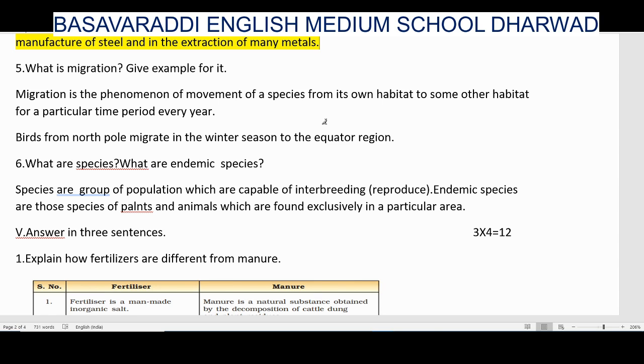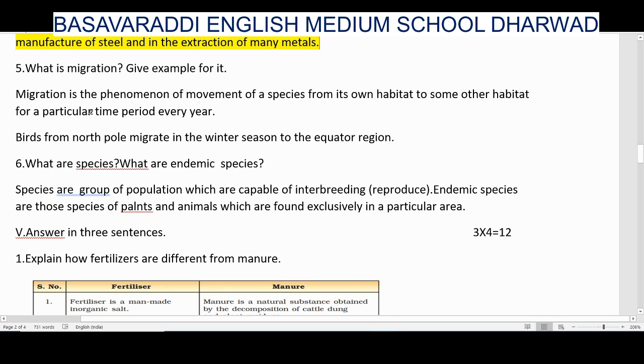In that particular time period only they will be moving from one place to the other in every year. It is not just for 1 year. Every year, when that particular time period is there, they'll be moving from one place to the other place.